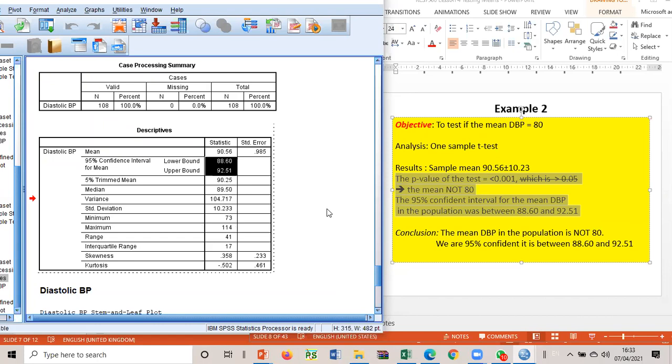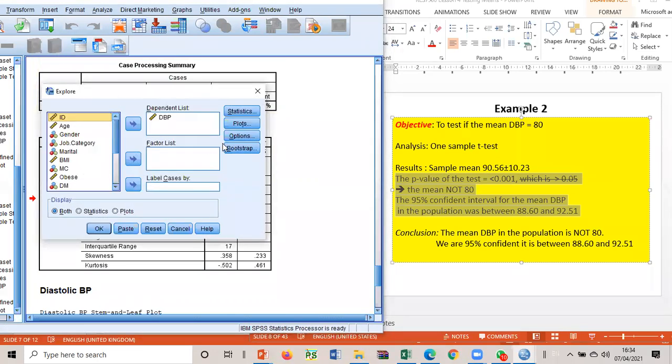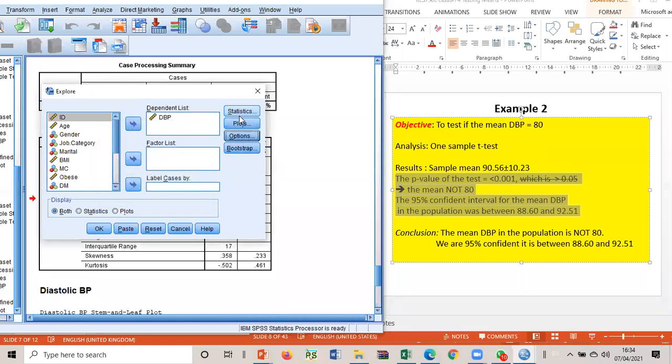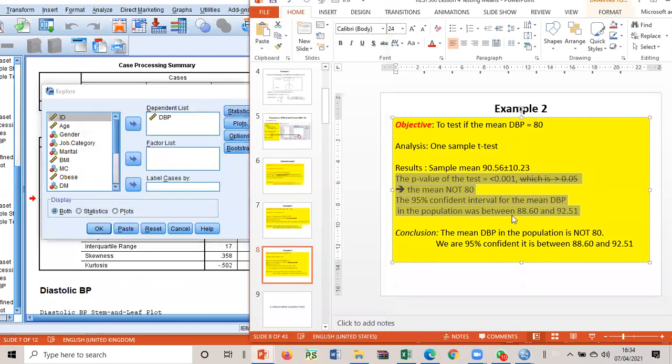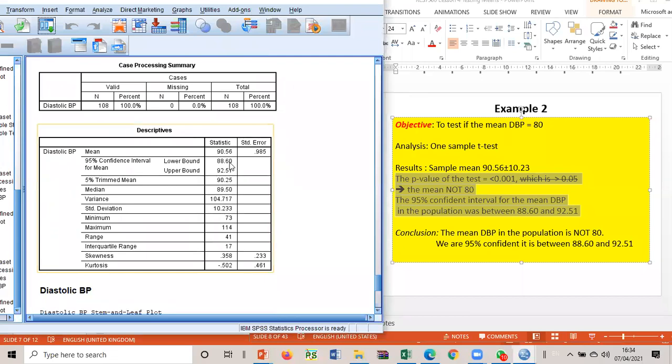Excuse me, Prof, may I ask a question? Where can we change the 95%? What if we want to do a 99% check? You want to change it. We can go to explore, then options, and change it. Okay, I see. Thank you, Prof. Even this, you don't have to calculate. You can go to the explore procedure and get the answer straightforward.